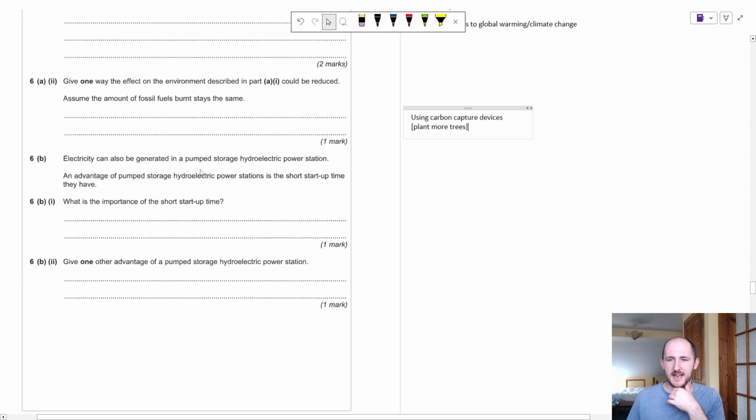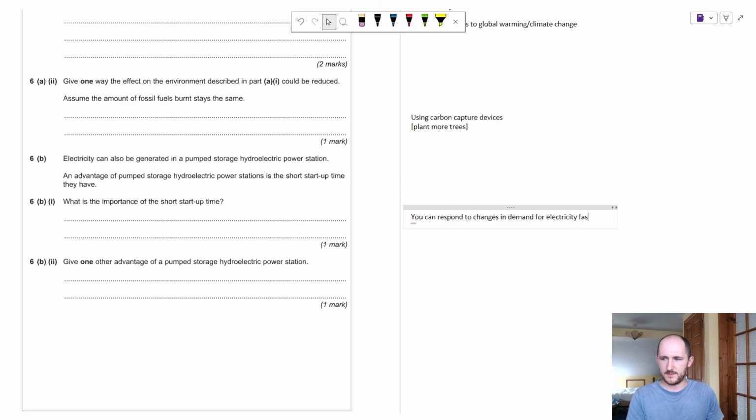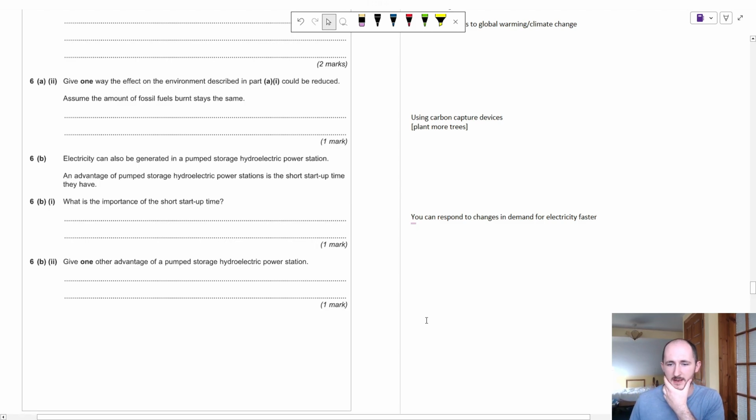Electricity can also be generated in a pumped storage hydroelectric power station. An advantage is the short startup time they have. What is the importance of the short startup time? You can respond to changes in demand for electricity faster. Give one other advantage of a hydroelectric power station. Well, doesn't release CO2.